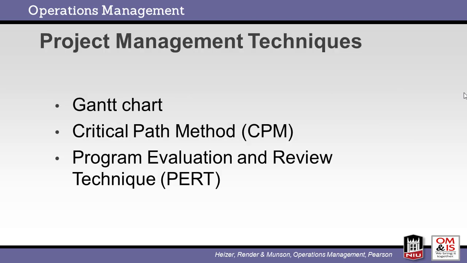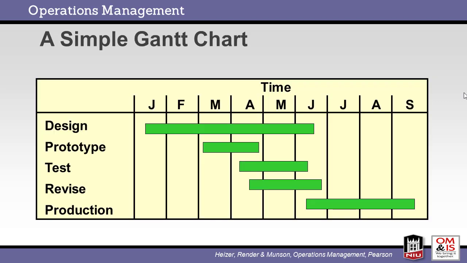The three most common project management techniques are listed here. Next, we will discuss each in detail. Here's a simple Gantt chart. Tasks are listed on the left, while horizontal bars indicate the duration of each. Note that there is no relationship shown between tasks. In other words, we don't know if one task must be completed before another.